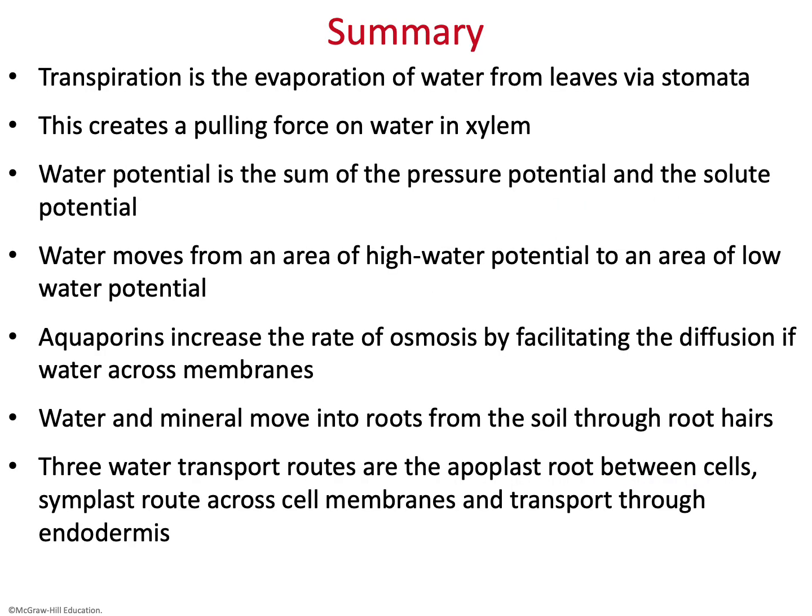That is the last slide for this lecture. In summary, transpiration is the evaporation of water from leaves via stomata. This creates a pulling force on water in the xylem. The water potential is the sum of the pressure potential and the solute potential. Water moves from an area of high water potential to an area of low water potential. We also talked about aquaporins, which increase the rate of osmosis by facilitating the diffusion of water across membranes. Water and minerals move into roots from soil through root hairs. The three water transport routes are the apoplast, symplast, and transmembrane routes. All of these have to cross through the endodermis to enter the vasculature.